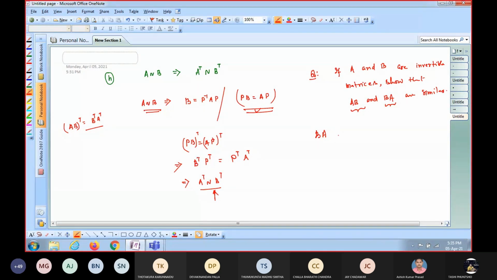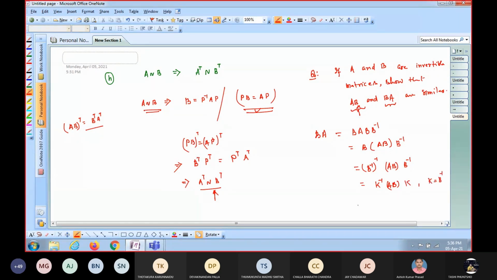So what I do, BA with A, I need B, I supply B, and in order to cancel this, I put B inverse. So what is this? This is B into AB into B inverse. So B, how I can write B? B is inverse of B inverse into AB into B inverse. I take B inverse as K, so it is K inverse AB into K, where K is B inverse.